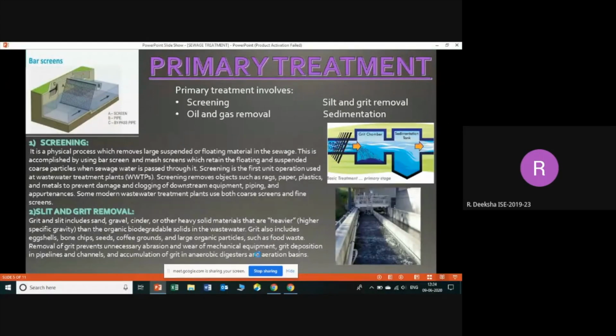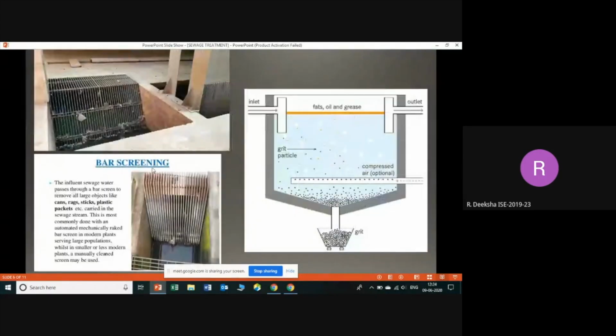So these are some pictures of bar screening, and this is slit and grit removal. So you can look into how it is being cleared out. This is a bar screener, and even this one.